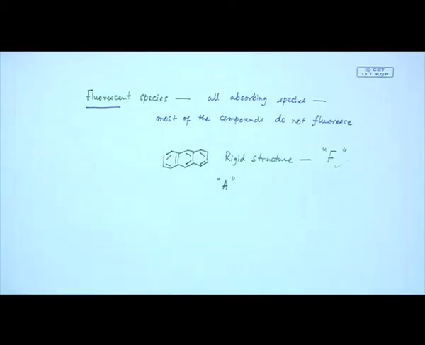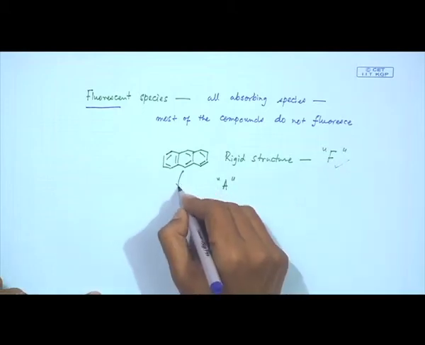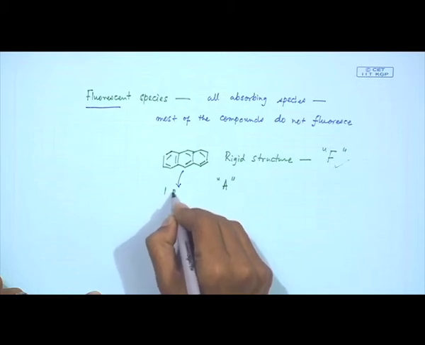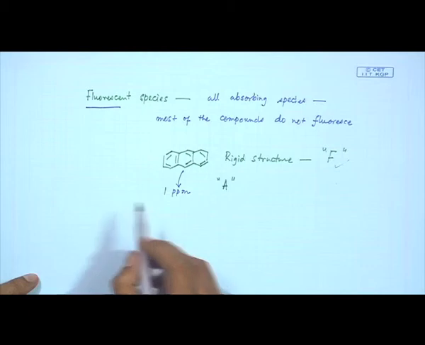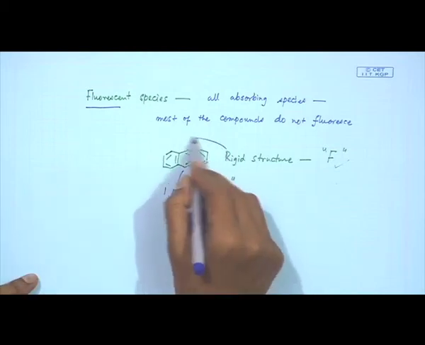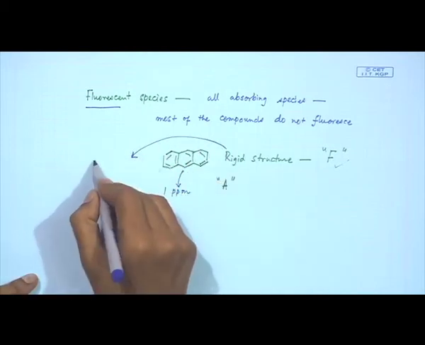So, what we get is something in the longer wavelength region. Analytically this is very useful for detection at very low concentration. Detecting anthracene at a very low concentration of 1 ppm is very useful. And we see that the rigidity is also related to the structure.